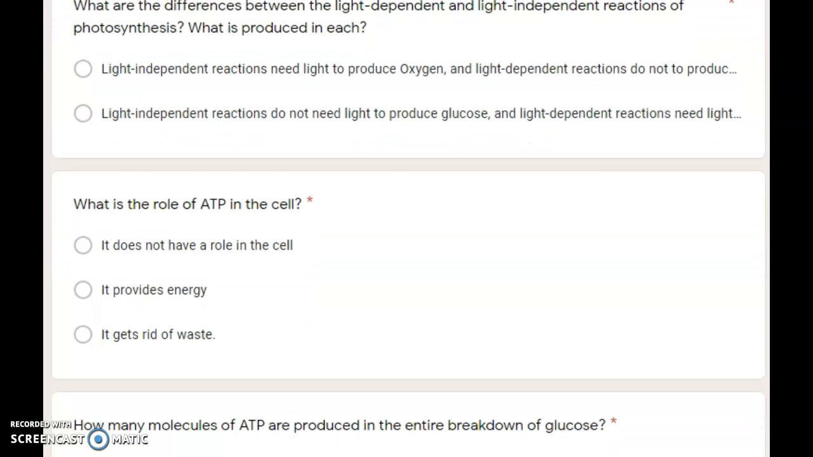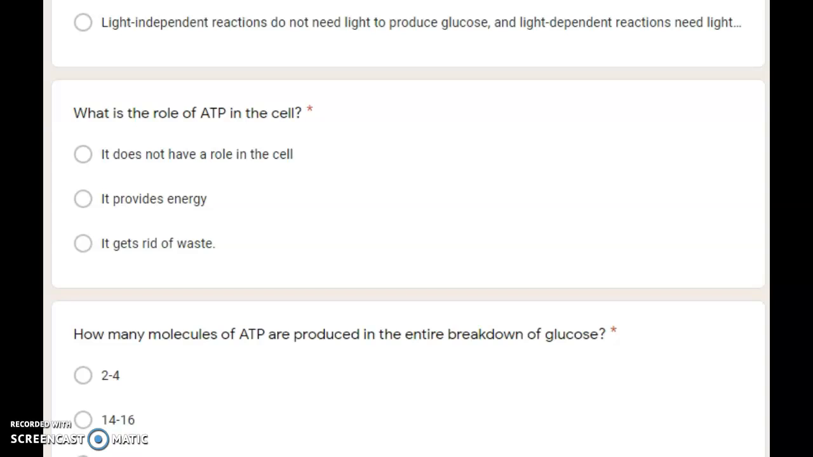What is the role of ATP in the cell? So ATP provides the stored up energy. It's like a battery. When it's charged up, when it's ATP, it's a charged battery, remember? It has all that extra energy in that bond holding that third phosphate. And then when that third phosphate breaks off, it releases that energy the cell needs to carry out those life processes.